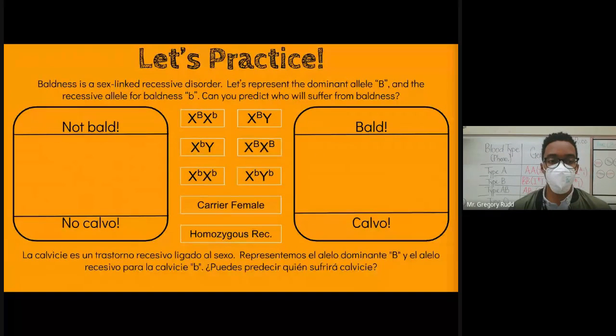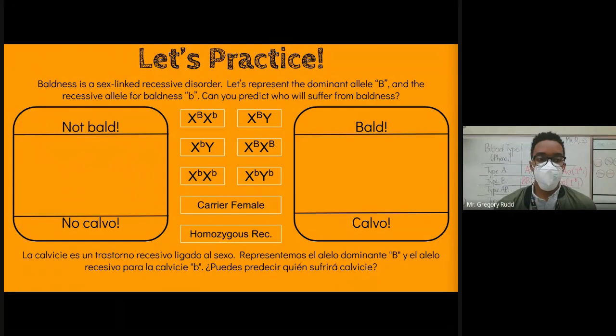Let's practice. So baldness, we talked about that. This is a sex-linked recessive disorder. Let's represent the dominant allele with a capital B and the recessive allele for baldness with a lowercase b. Can you predict who will suffer from baldness? So we're looking at some different genotypes here. We're going to drop them into one of two buckets, not bald on the left, bald on the right. Okay, so X capital B, X lowercase b. Is that person bald or not bald?